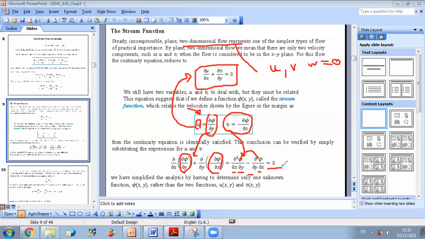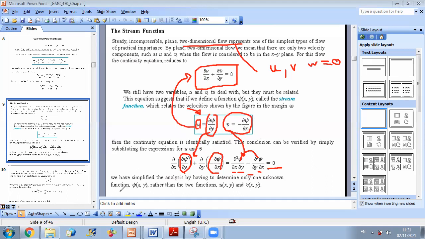So this means that it is enough to find a function psi in a way that u is del psi by del y and v is minus del psi by del x to get the velocity field. Because once you know psi, then you can find by integration u and v. Okay, so this is the importance of the stream function.